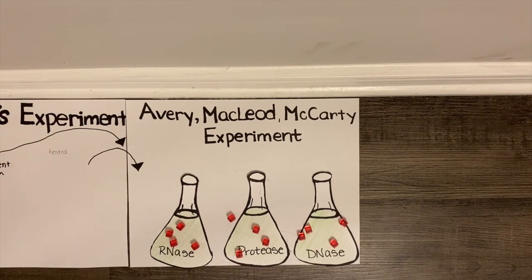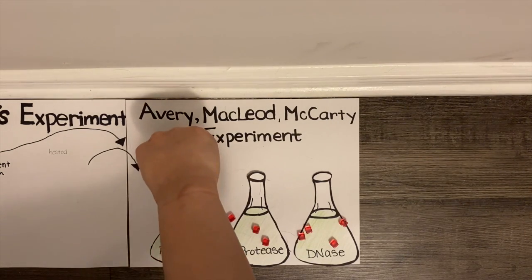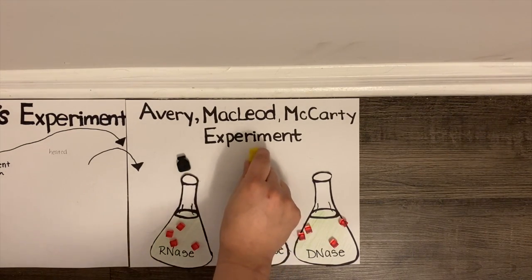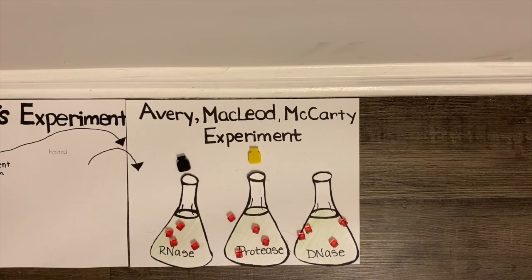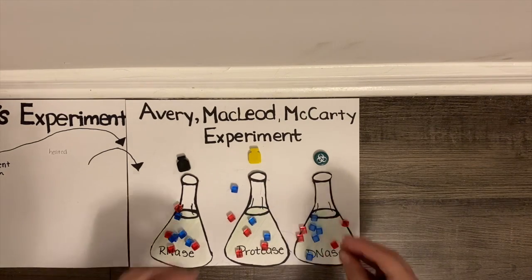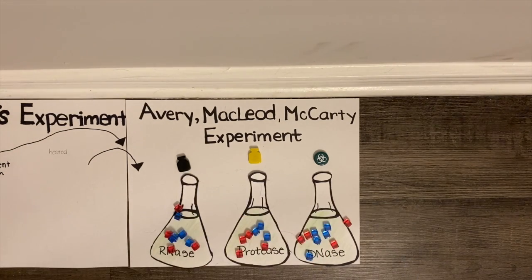In the first sample, they used RNase, an enzyme that breaks down RNA. In the second sample, they used protease, an enzyme that breaks down proteins. And in the last sample, they used DNase, an enzyme that breaks down DNA. Each of these three samples was then mixed again with the avirulent R strain of bacteria. They then injected each one into a mouse to determine whether it would be infected or not.